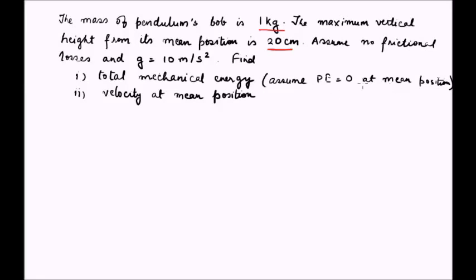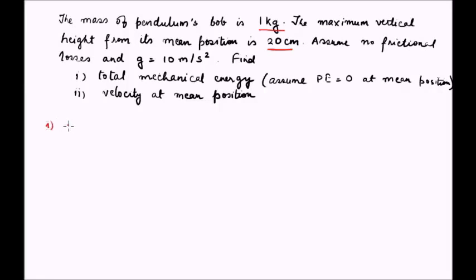Why is this important? Because if it is not given the potential energy to be 0 at the mean position, we cannot really calculate total mechanical energy, because potential energy is basically a reference with respect to which potential energy at other points is calculated. But if it is not given in the question, then we will assume that potential energy at the mean position is 0. Most of the questions you won't find this assumption provided. So let us start this question.